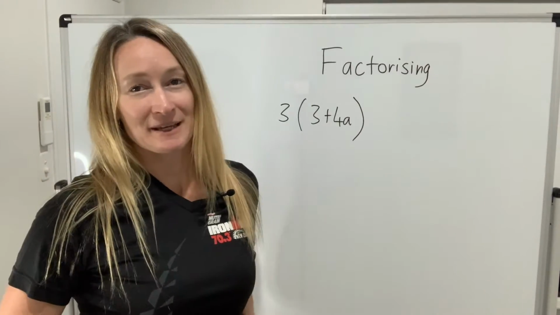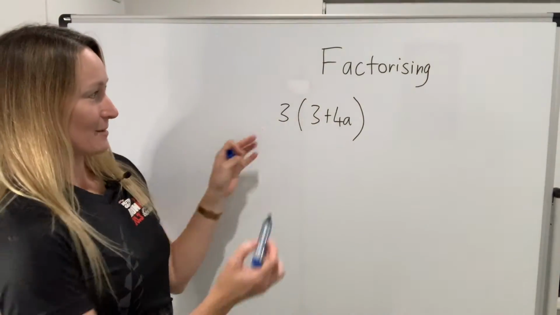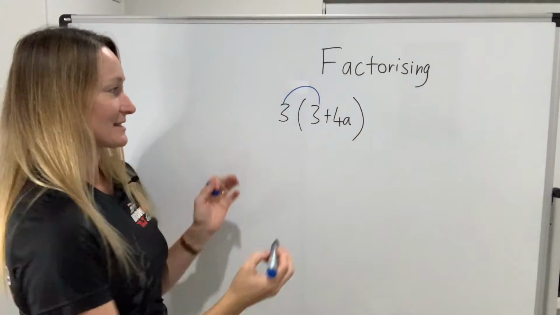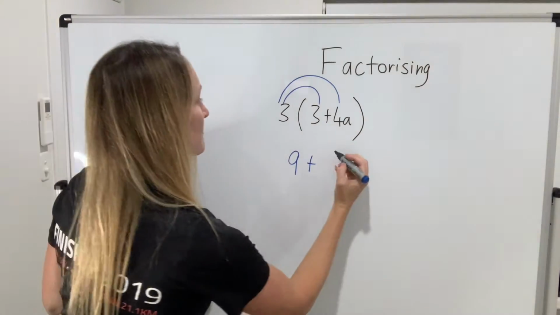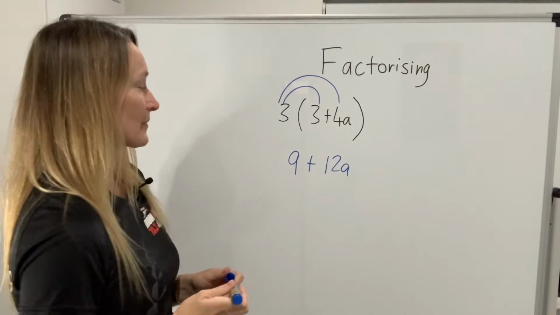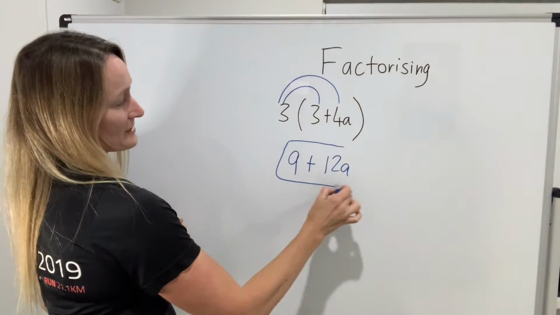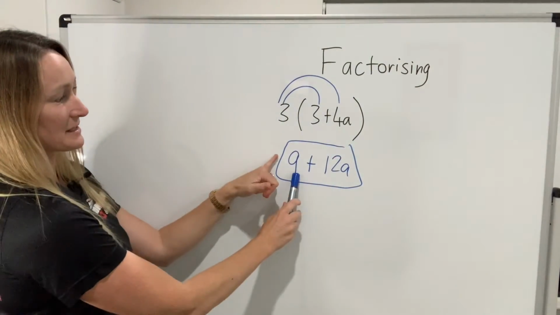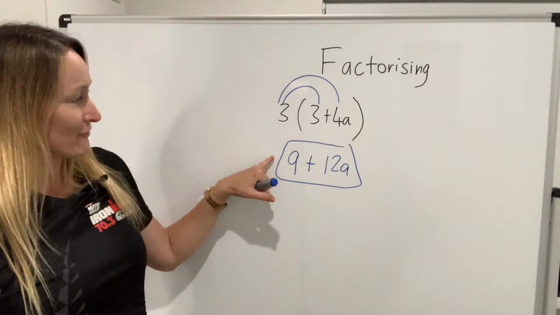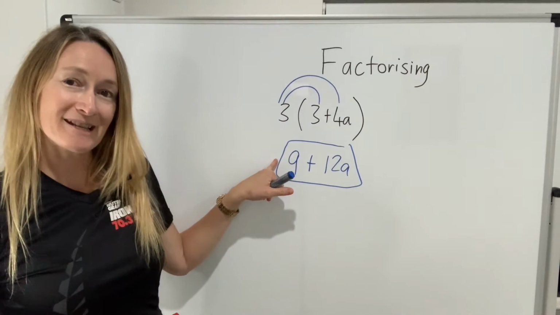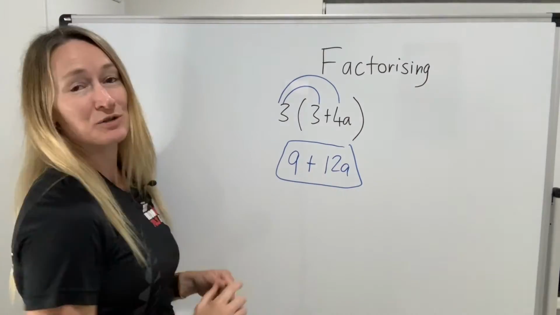Firstly, when factorising expressions, you should be familiar with how to expand. For example, this question here, if you're expanding it, 3 times 3 is 9, plus 3 times 4a would be 12a. So basically, for factorising, we're doing the opposite of expanding. We would start with this, and we want to end up with this. If you were given this expression and told to factorise it, let's look at how you would do that. We've got 9 plus 12a.